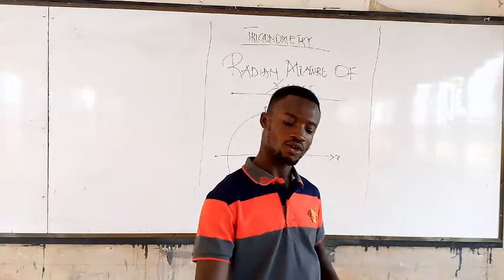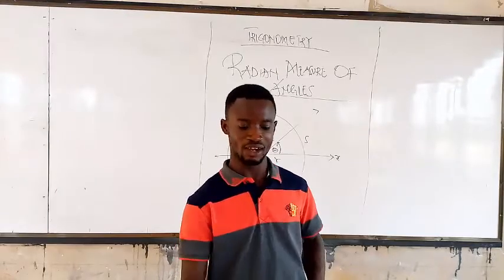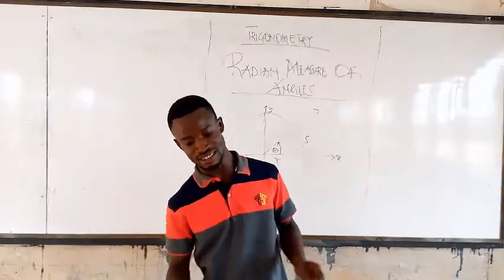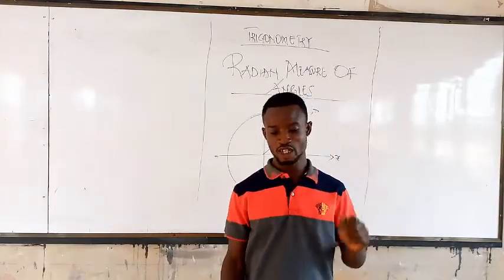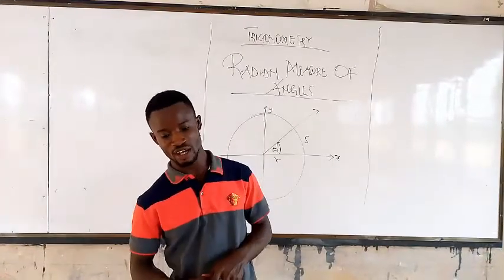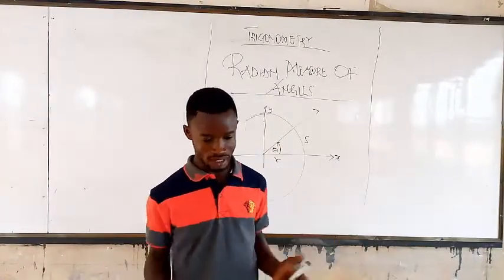What we mean when an angle has a radian measure of 2 is that the terminal side of the angle intersects an arc equal in length to twice the radius of the circle.